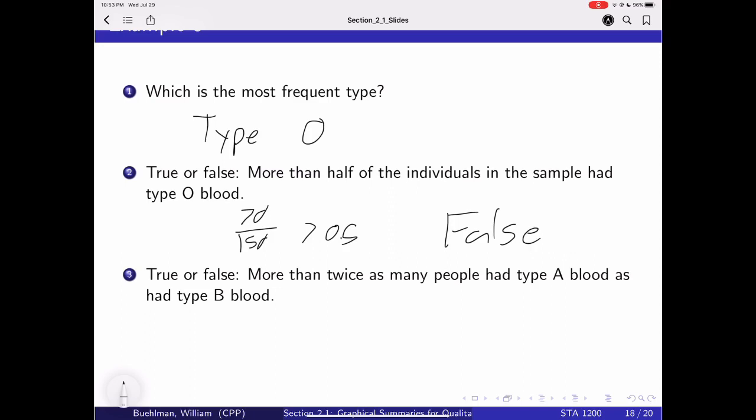More than twice as many people had type A blood as type B blood. So we saw the amount of people who had type A looks like 60. The amount of type B looks like 15. So is 60 more than 2 times 15? So is 60 greater than 30? Yes, it is. So this is true.